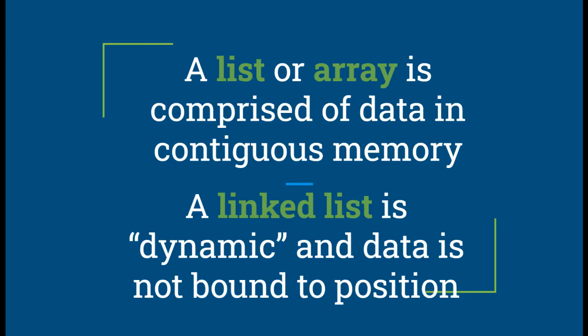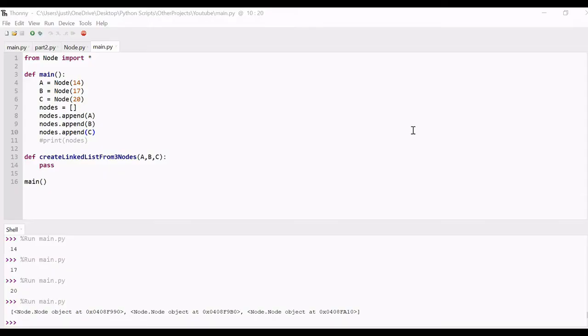A list or an array is comprised of data in contiguous memory. A linked list, on the other hand, is dynamic, and the data is not bound to one position. Okay, now that we've looked at nodes and creating a list of nodes, let's look at creating a linked list.